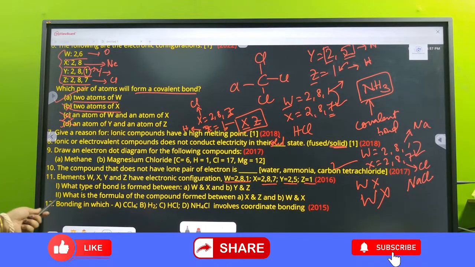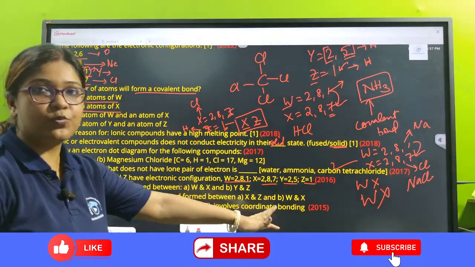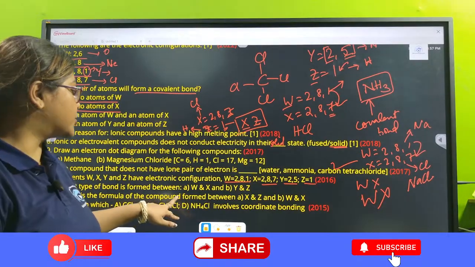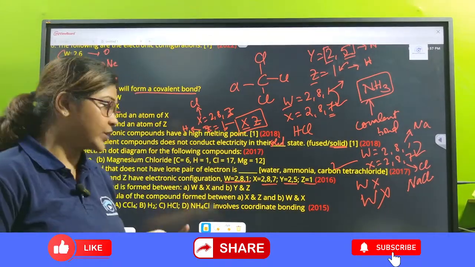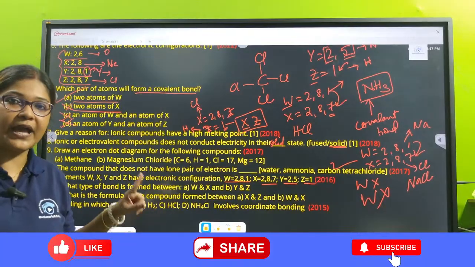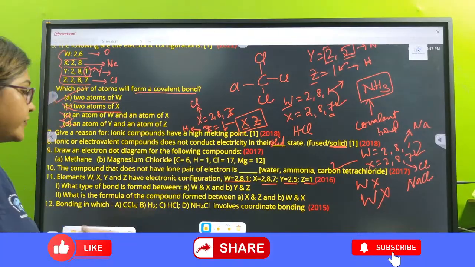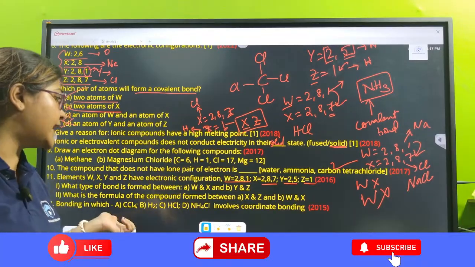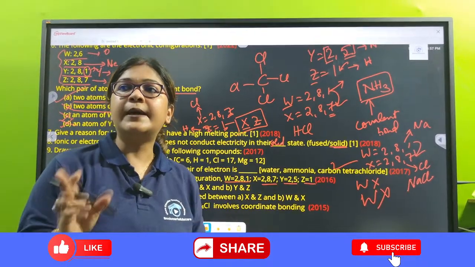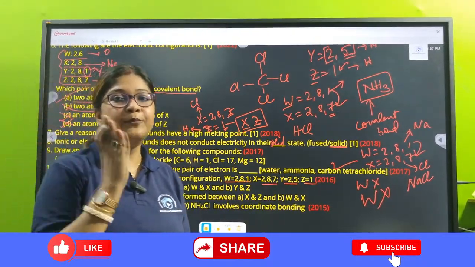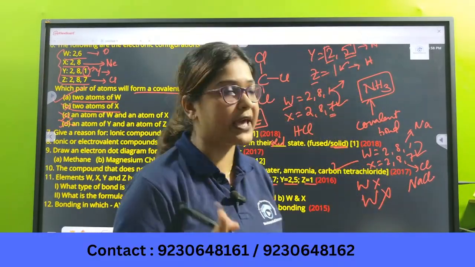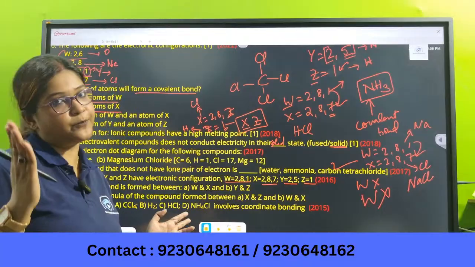Now, the 12th question: bonding in which of the following involves coordinate bonding? You see carbon tetrachloride, hydrogen chloride and ammonium chloride. Carbon tetrachloride we have already seen, it is an example of a covalent compound. HCl is also a covalent compound, but ammonium chloride is an example of coordinate compounds, therefore it will have coordinate bonding.